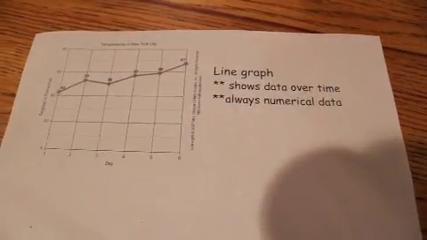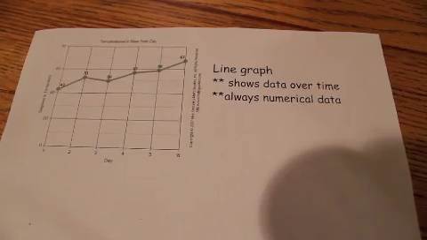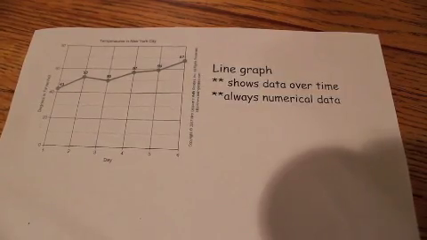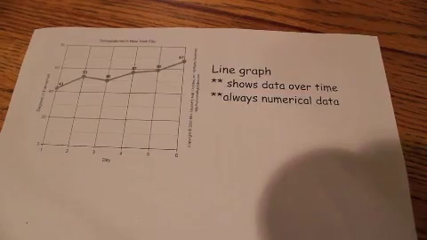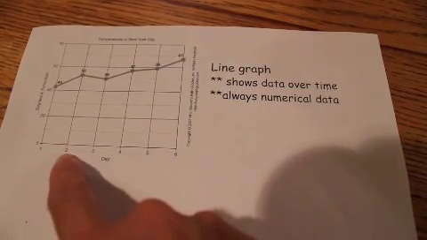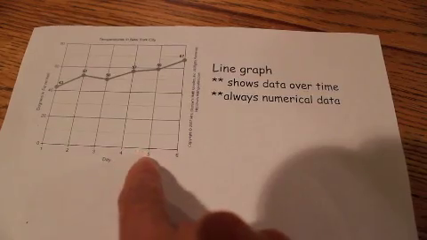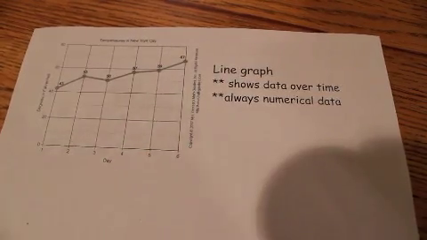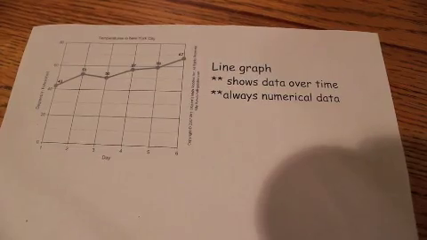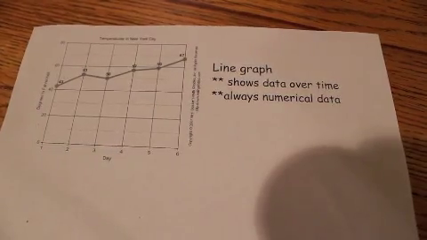Line graphs always show data over time and are always numerical, which means they go from one number on the horizontal axis to the next. In this case, both the horizontal and vertical axes have numbers. It's because of the numerical data.